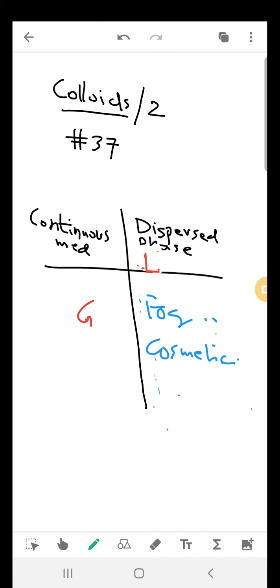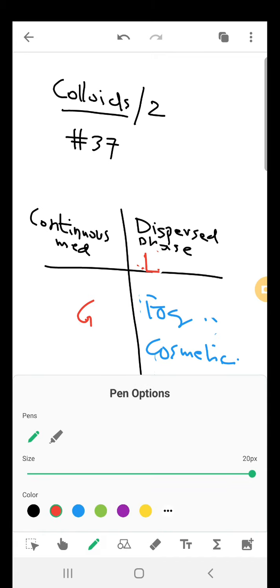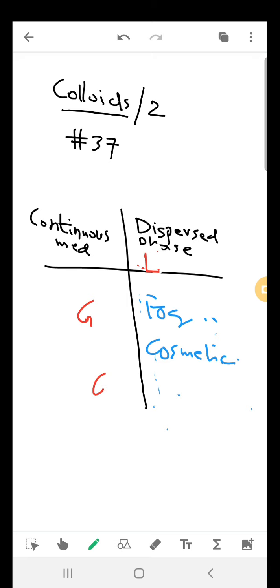There is no gas in gas. This possibility is not there. Both of them cannot be gaseous phase. So these are all the possible colloids based on the different states of matter.